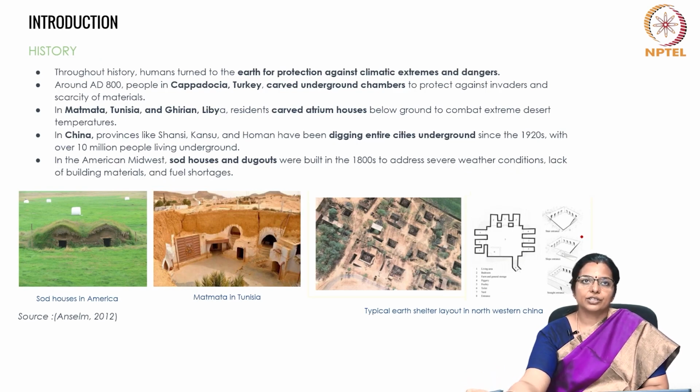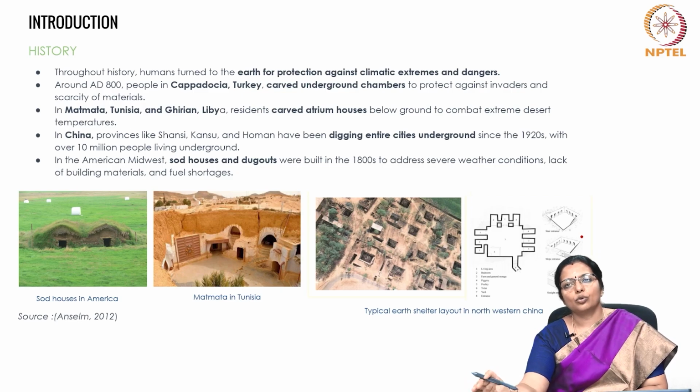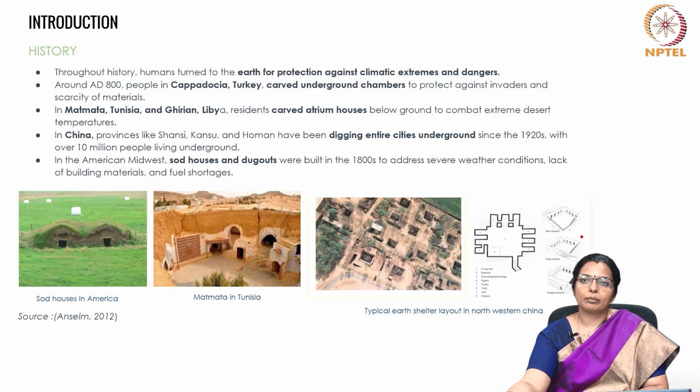If we look at the history of this technique, throughout history, humans turned to the earth for protection against climate, extremes and dangers. In around AD 800, people in Cappadocia, Turkey, carved underground chambers to protect themselves from invaders and because of scarcity of materials. In Matmata, Tunisia and Ghirian, Libya, residents carved atrium houses below ground to combat extreme desert temperatures.